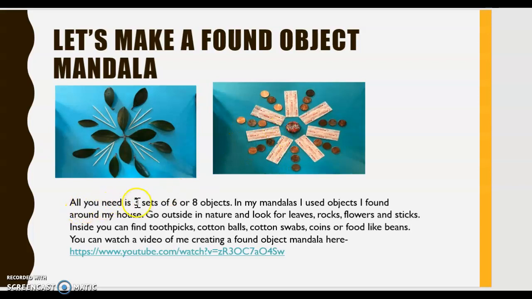All you need to make this is 3 sets of 6 or 8 objects. In my mandalas, I used objects I found around my house. Go outside in nature and look for leaves, rocks, flowers, and sticks. Inside your house, you can find toothpicks, cotton balls, coins, or food like dried beans. You can watch a video of me creating a found object mandala if you follow that link.